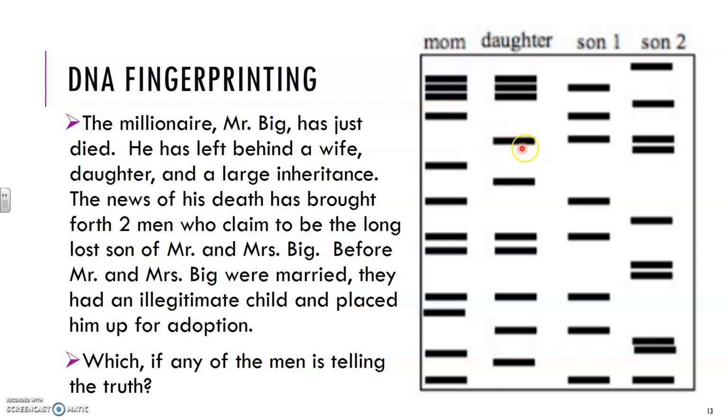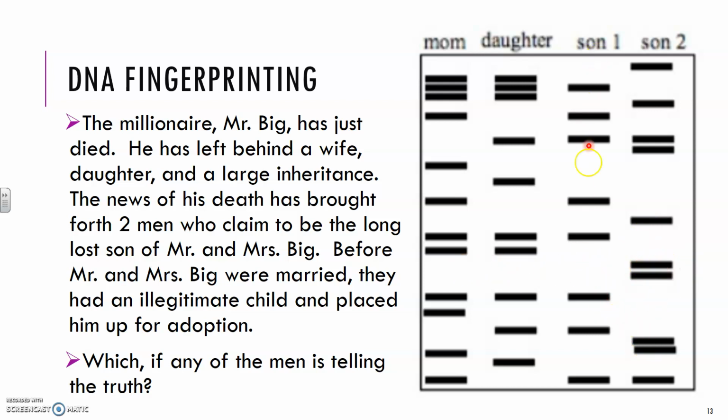Daughter has a band here that the mom doesn't have. So this band is from the dad. Okay, but you'll notice son 1 and son 2 have a similar band. So son 1 is still pretty well in the running. Okay, and we go down here, right? Son 1 matches with the mom here, matches with both mom and daughter on this one. Son 2 is still kind of sticking out there without a bunch of matches. And then he's got this very distinctive pattern, which nobody else has.